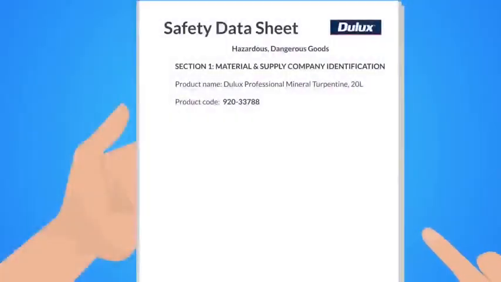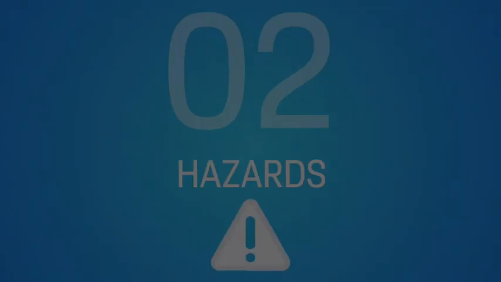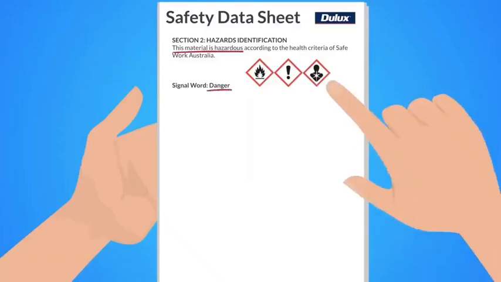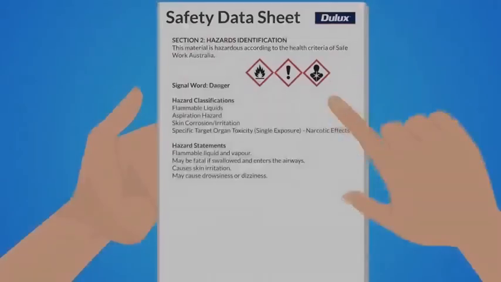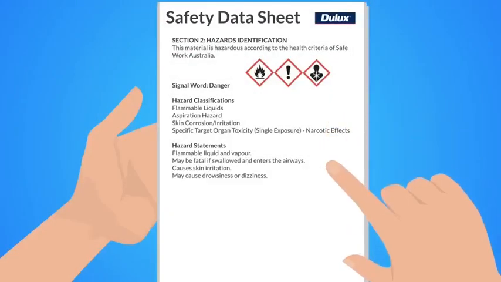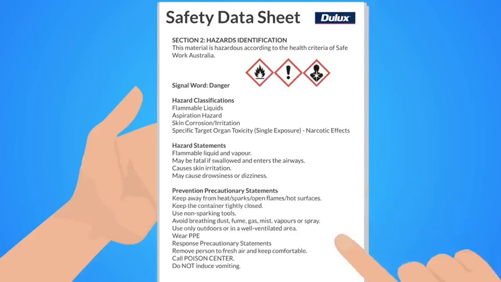First up is the product name and product code. In Section 2, we can see the substance is rated as hazardous, with the signal word danger, as well as the assigned GHS pictograms. The hazard classifications and hazard statements are then listed. As you can see, this is undoubtedly must-read information. The prevention and precautionary statements then follow this. This is also a must-read.